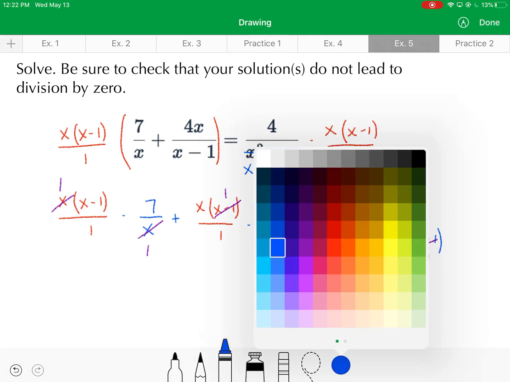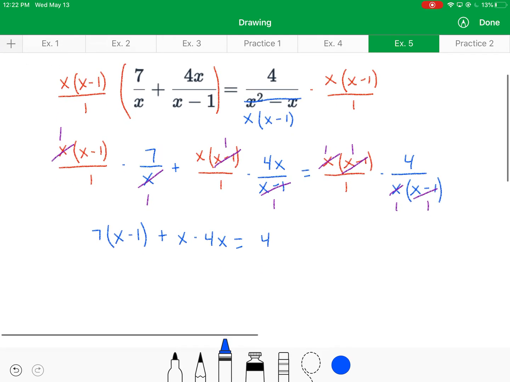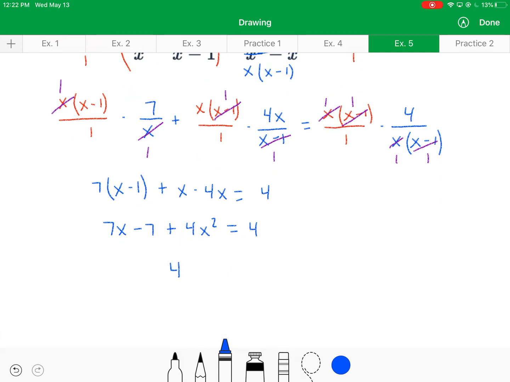All right, so what's left over? We have 7 times x minus 1 plus x times 4x equals 4. So that's 7x minus 7 plus 4x squared equals 4, or 4x squared plus 7x minus 11 equals 0.